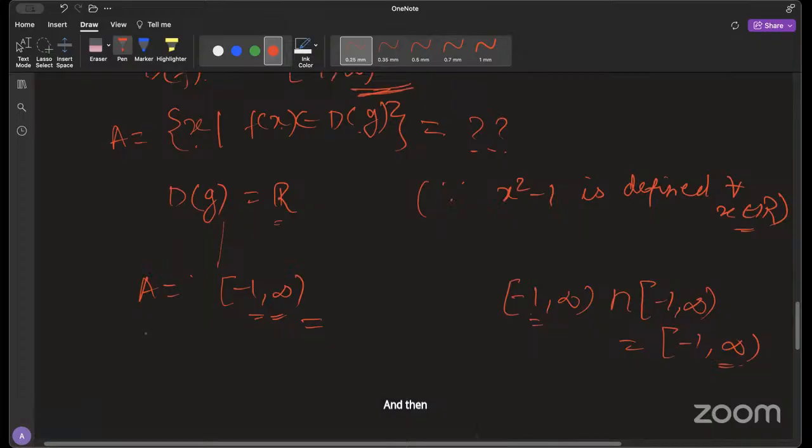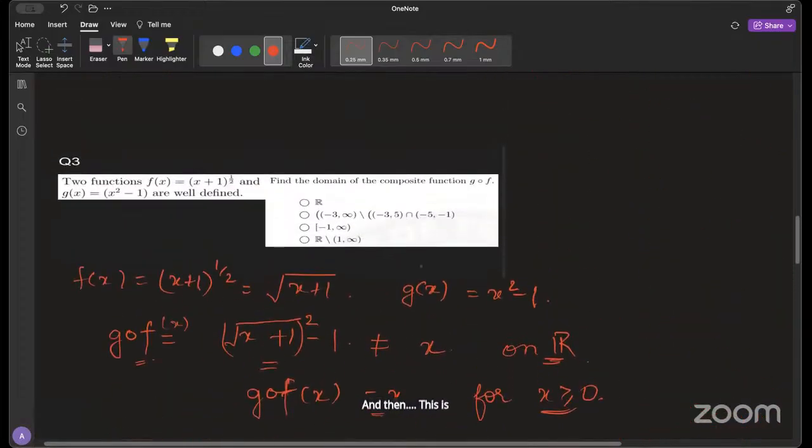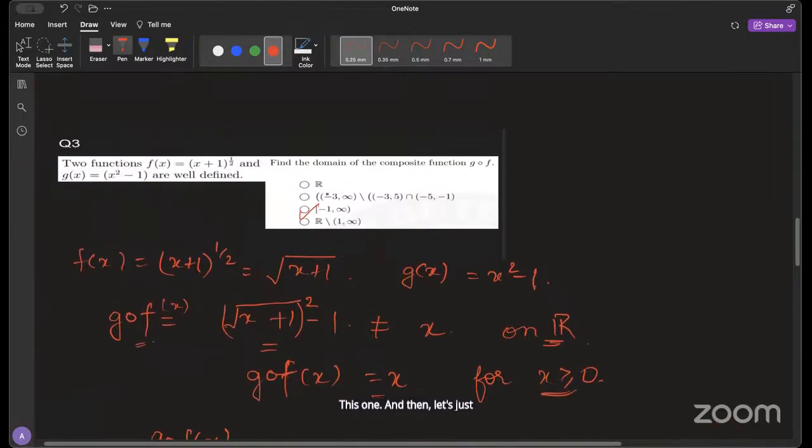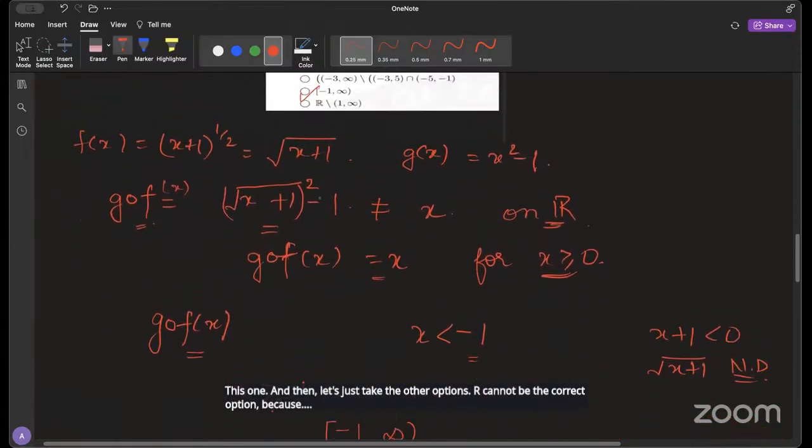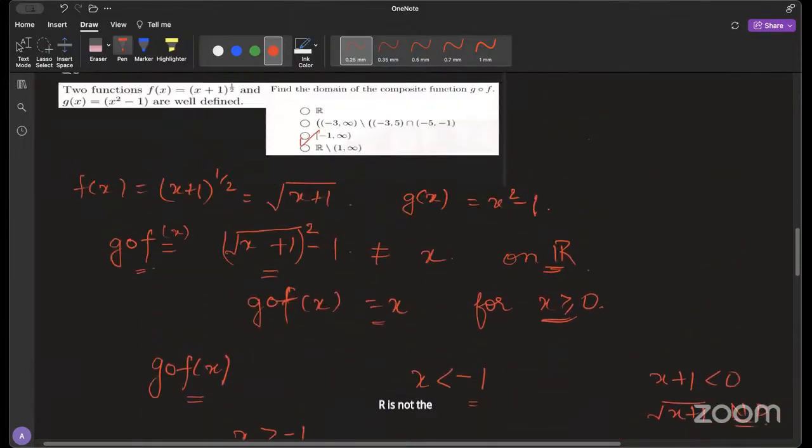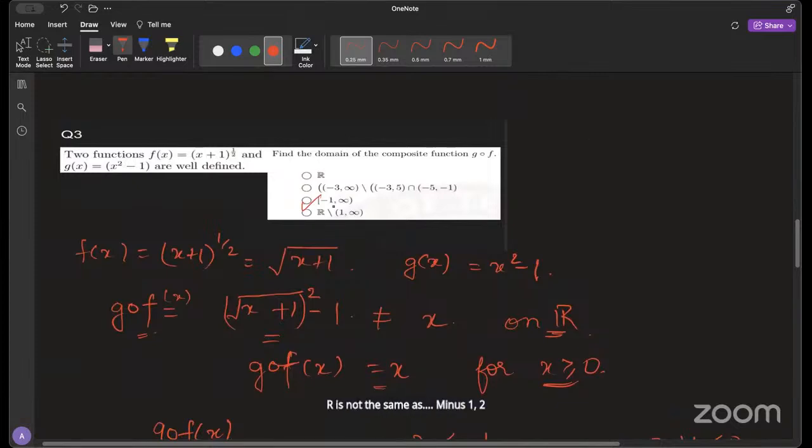And then this is one option that's there, this one. And then let's just check the other option. So R cannot be the correct option because R is not the same as -1 to infinity. So this is not the same as this, and the domain is this. So this is definitely not the right choice. Okay, I hope you're able to see that this is not the right choice. And we can discuss this if you can't.